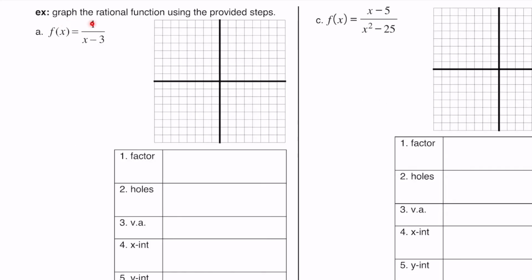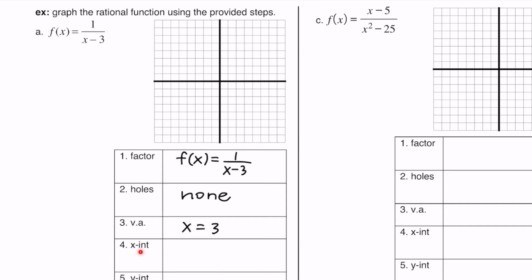This example says graph the rational function using the provided steps, and we have f of x equals 1 over x minus 3. So step 1, nothing factors, so I just rewrote the function. Since there were no factors to cancel, then there's no holes. To find the vertical asymptote, you set the denominator equal to 0. So for the vertical asymptote, we get x equals 3.